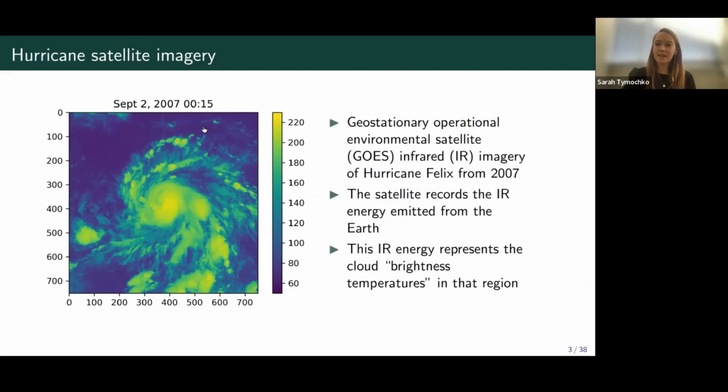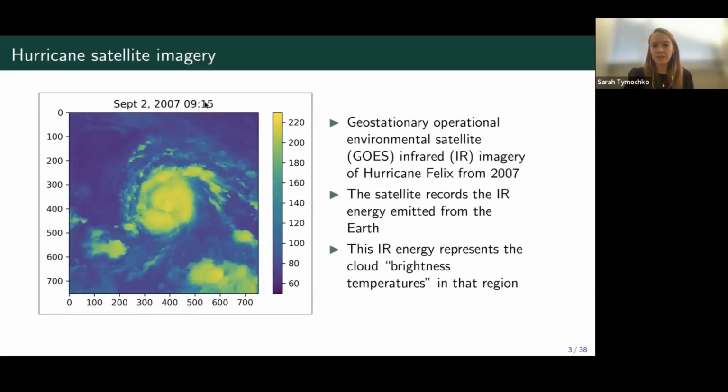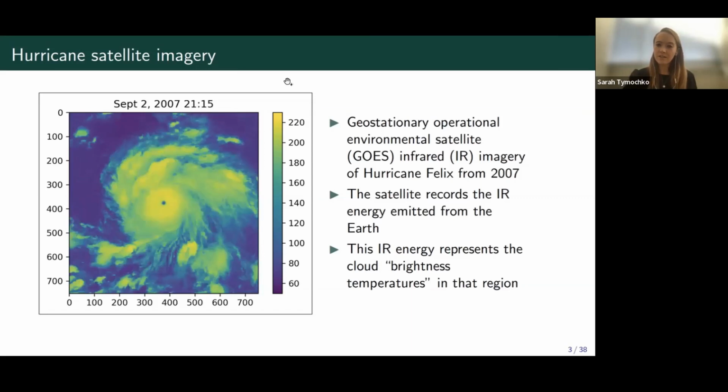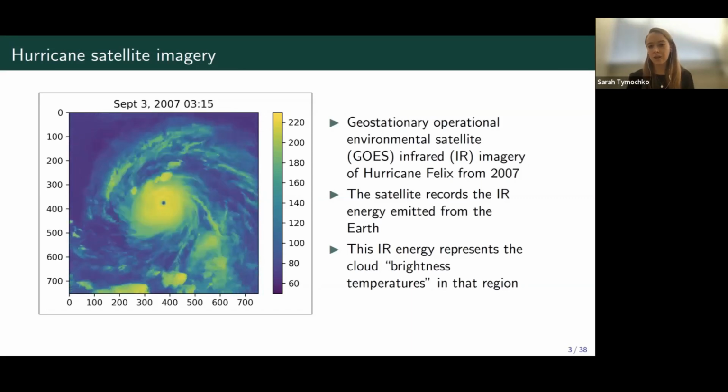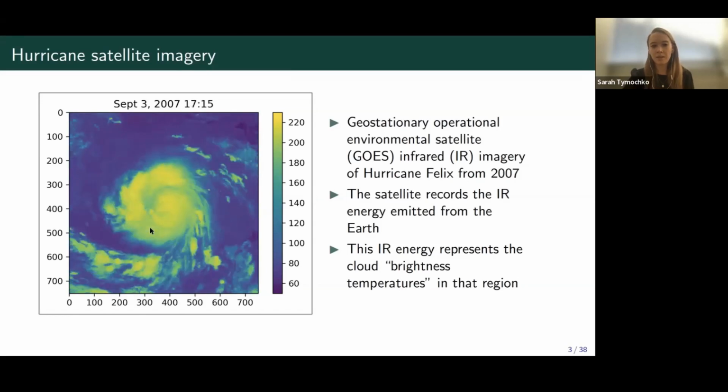And so in this case, this is Hurricane Felix from 2007. And this is one particular image on September 2nd of 2007, but we have a time series of images that occur every hour here over the course of several days. And so you can see features of the hurricane changing. We still have this sort of spiral shape in the middle.